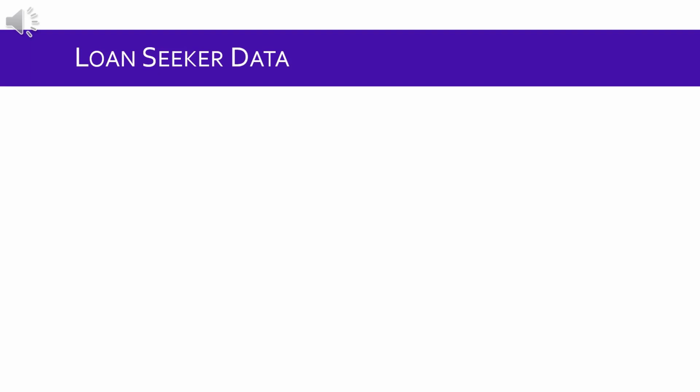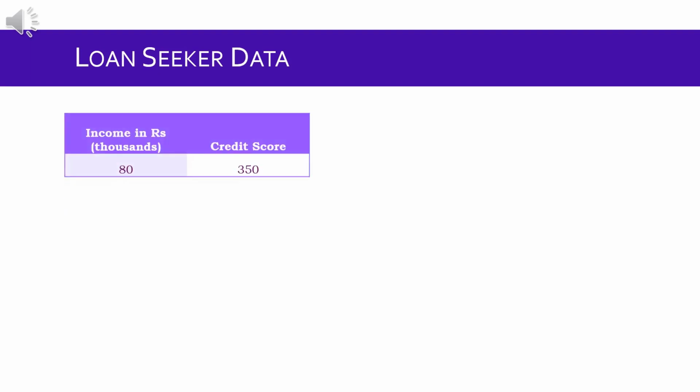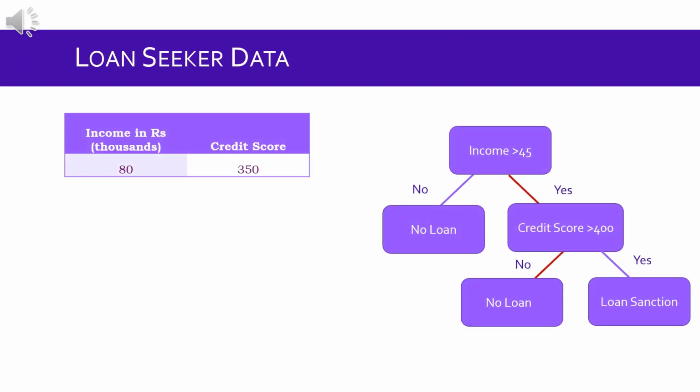Let the next input be 8350. At the first decision point, his income is greater than 45,000. The tree follows the red path and reaches the internal node. At this internal node, his credit score is checked. As his credit score is lower than 400, the tree follows the red path and reaches the leaf node. His loan is rejected.